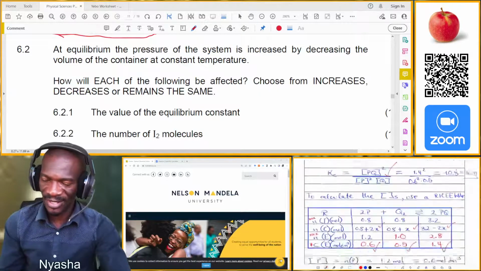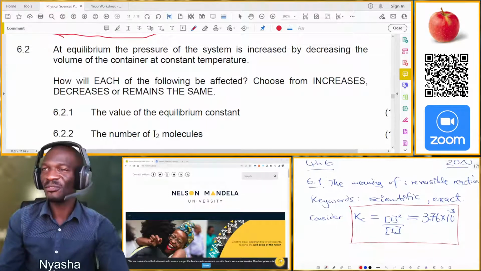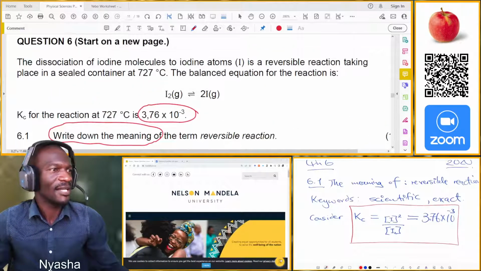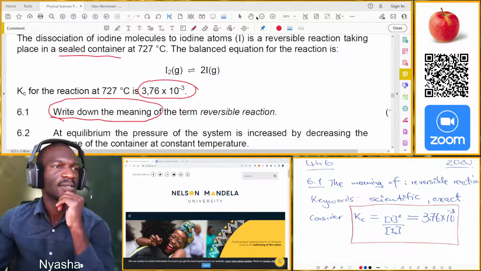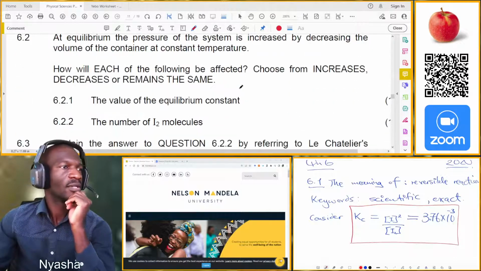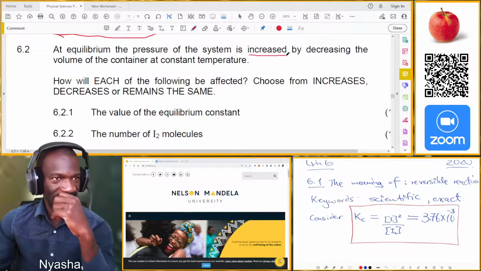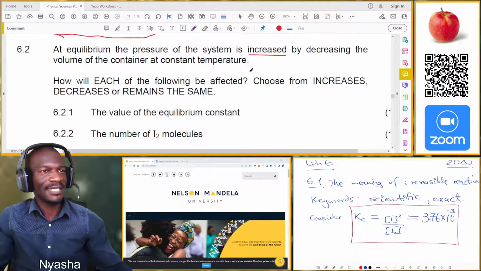Now we have a pressure system here. So we have a gas. So it's important for you to now start thinking like a chemist and a physicist, right? So you've got a gas in a what? In a sealed container. Did they say sealed? Let's just see that. Yes, sealed container, and the sealed container is at 727 degrees Celsius. Okay, good. So it's in a sealed container, and then the pressure of the system is increased by decreasing the volume of the container, constant temperature.